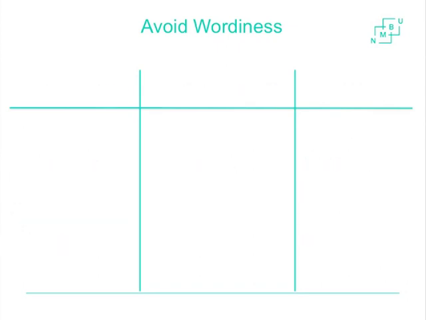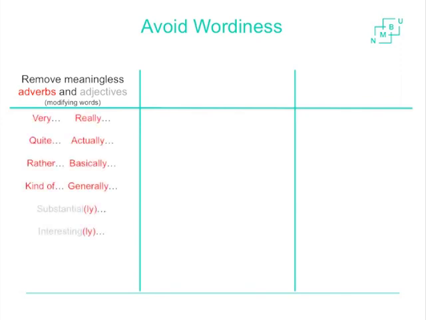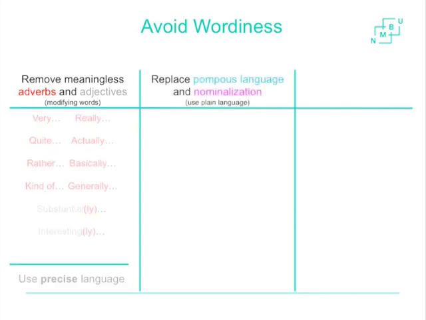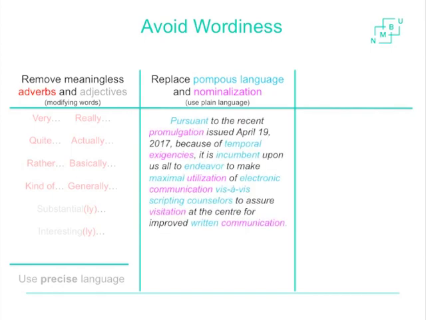Wordiness can also be reduced by avoiding meaningless adverbs and adjectives, which are often vague and inappropriate in scientific writing. Examples include very, really, quite, actually, rather, basically, kind of, generally, substantially, and interestingly. Always try to avoid pompous language filled with nominalizations, and rather use more plain and clear language. Sounding scholarly does not always make your thesis better.